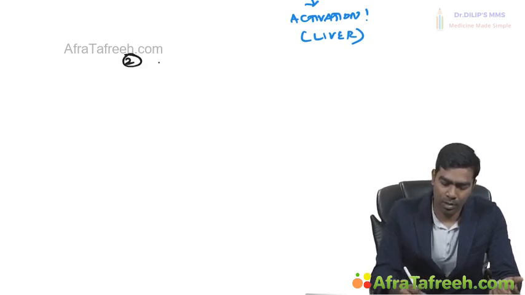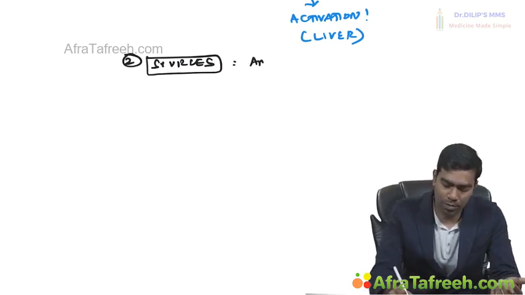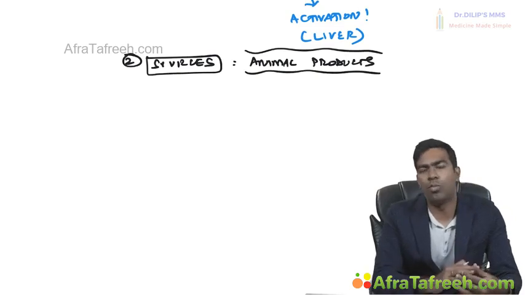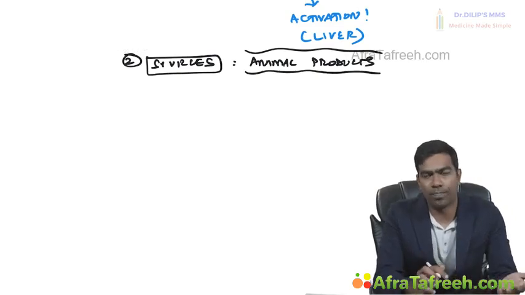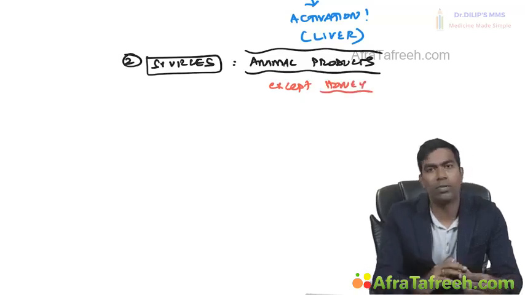And number two, what are the sources? If I ask you where you get this B12 from, the first one I'm going to call animal products. Almost all the animal products have a lot of B12. The only exception is honey. Honey is a very poor source of vitamin B12. Apart from that, every single other animal product, including milk, dairy products, and meat, is a rich source of vitamin B12.